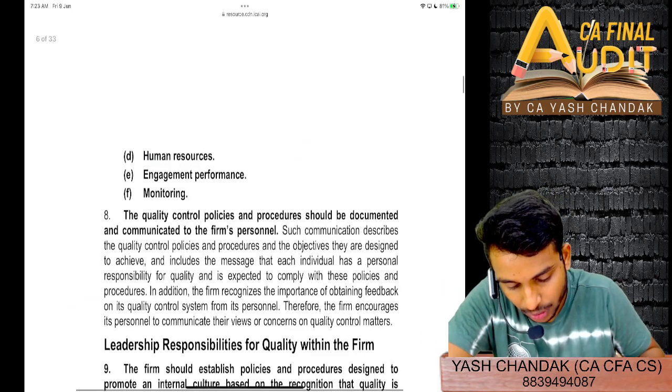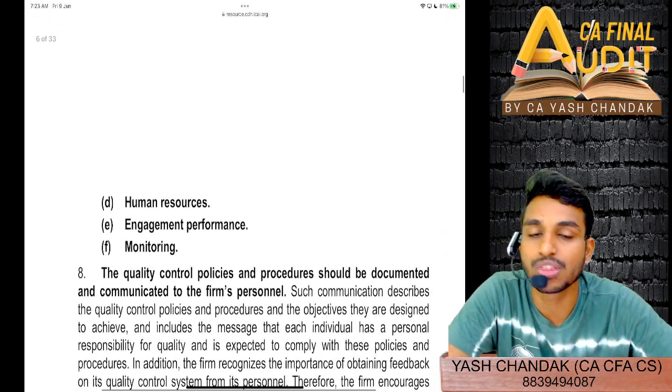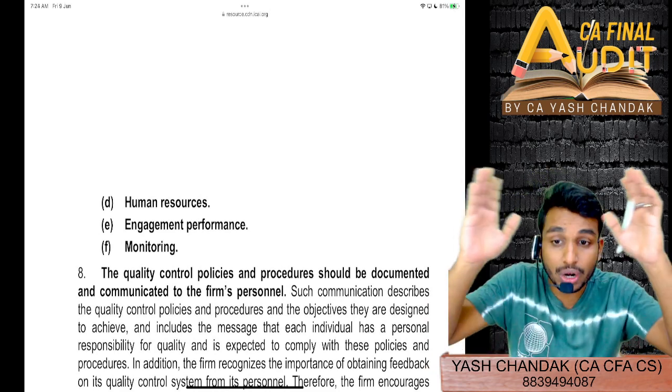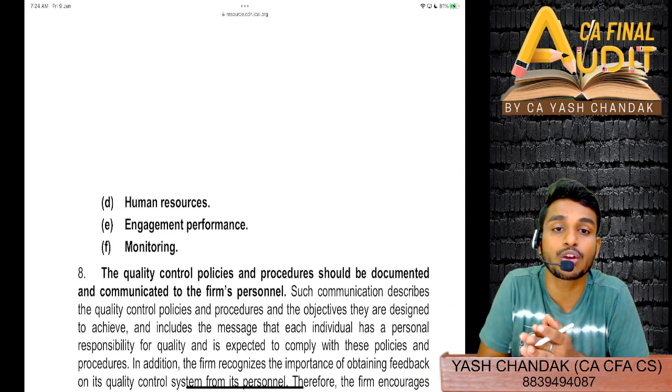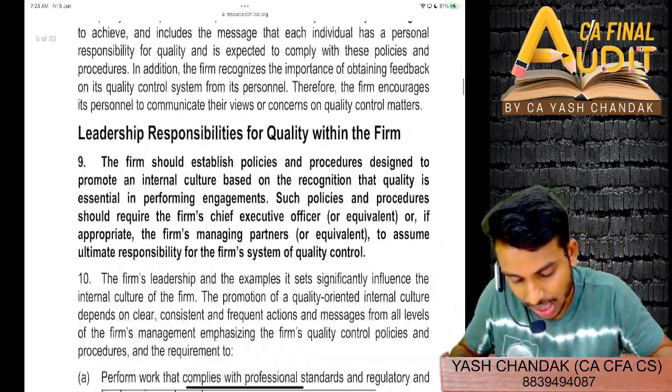Similarly, on the second part, the elements of system of quality control. Again, I told you, I don't expect a question from A, B, C, D, E, F that they will ask simply what are the elements of SQC. Even if they ask, we are already aware of the entire quality control standard, so we'll be able to write all the points. That is not a matter.